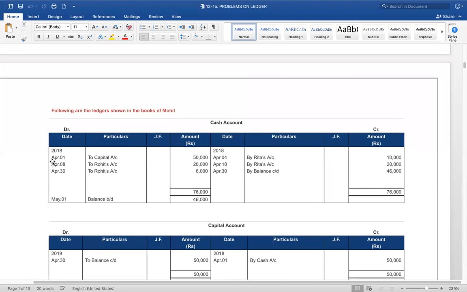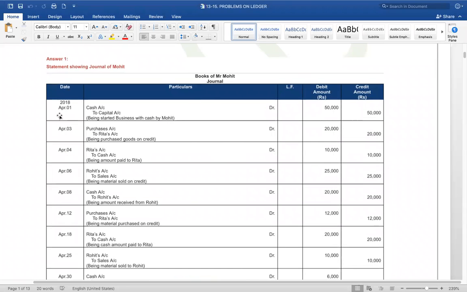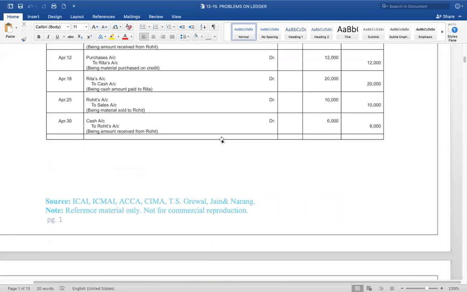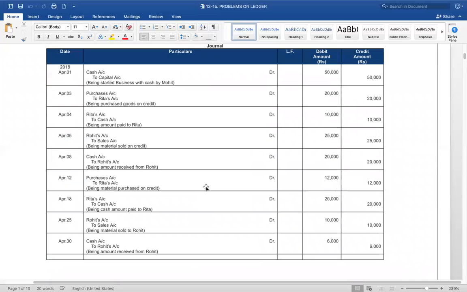So on April 1st, look at this. On April 1st, cash account debit to capital account 50,000. Now, what you have to do is, when you open the cash account, surf through the entire journal where you can find the word or the term cash. Here there's a cash, there's no cash in the next, and there's a cash in the third one.